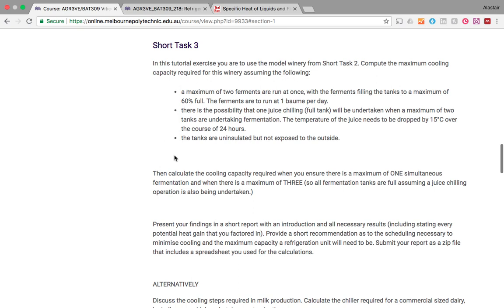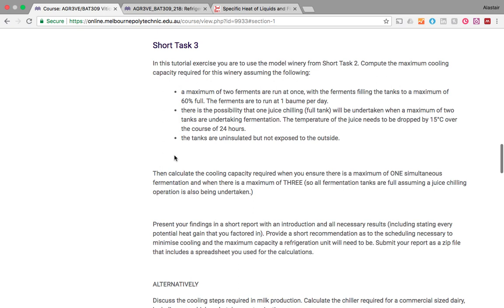It's actually relatively simple. There's a fair bit of words here, but it is based on the production facility we made in short task 1, and it asks us to calculate the chilling power required. If you cut to the chase, there are 1, 2, or 3 simultaneous fermentations. These take place in the fermenters that we made in short task 1, where they're filled to 60% capacity. So we need to know what the volume of those tanks are and what 60% capacity would be. So we get a volume.